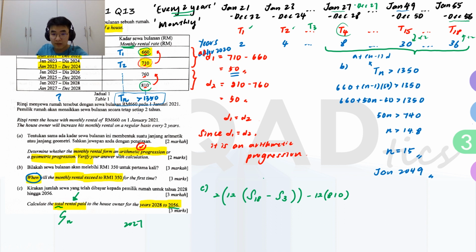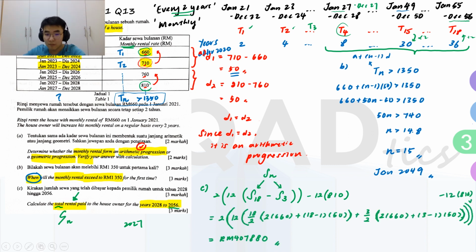So here we just need to find the formula of Sn and apply it here. And our answer will be 40880. So if you look at here, I substituted n with 18, and the value of a will be 660, and the value of d is 50. So here is the same thing as well. So here I just changed 18 to 3. Okay, and with that we have completed today's question.